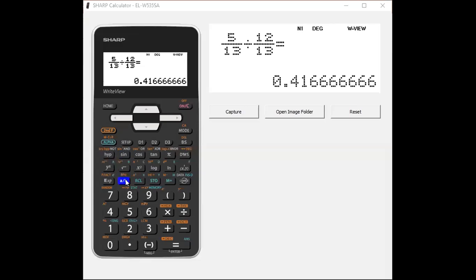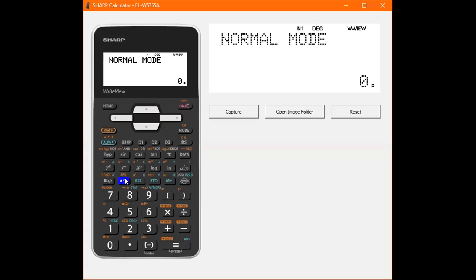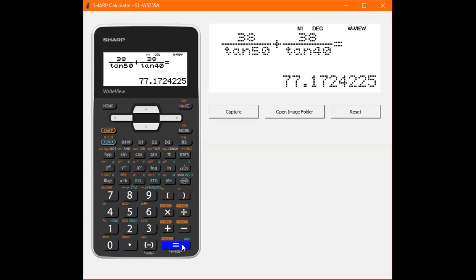Here's my calculator. Again, we're going to use the fraction button. So I'm just going to say fraction and then 38 over tan 50. Use your right arrow to get out of the fraction, plus, let's make a second fraction, 38 over tan 40, and equals, and there's your 77 millimeters.